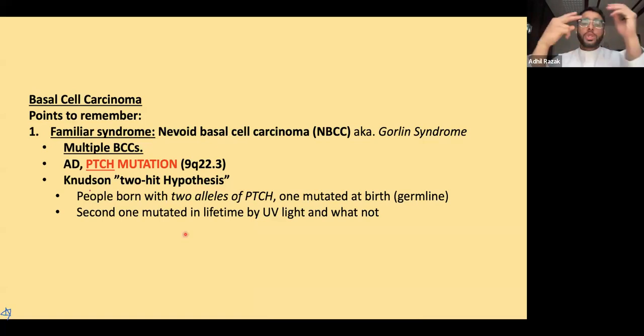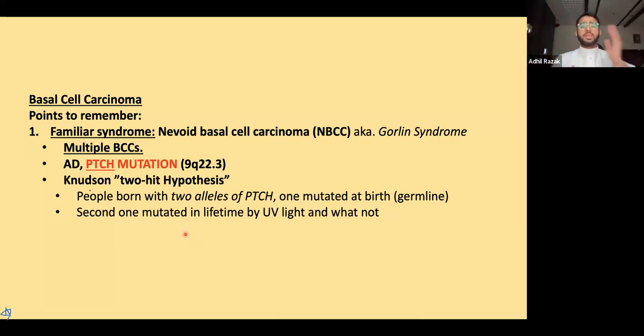So people are born with two alleles of PTCH. Most genes, or all genes, come with two alleles. The people with the mutation have one mutated allele at birth. So this is hit number one. And the second mutation happens in their lifetime, caused by UV light.